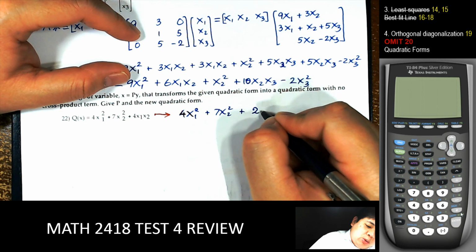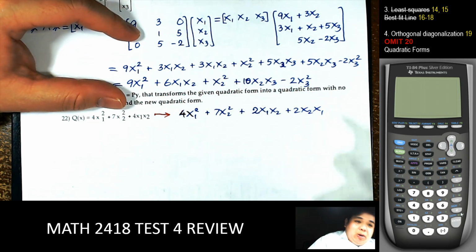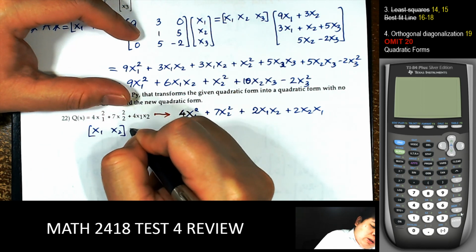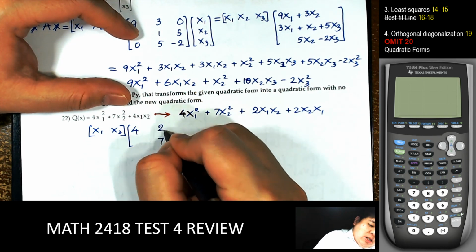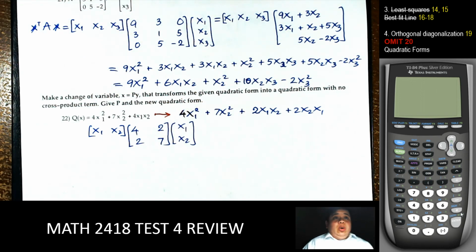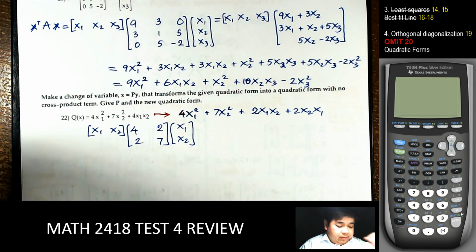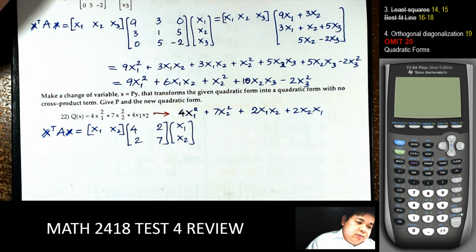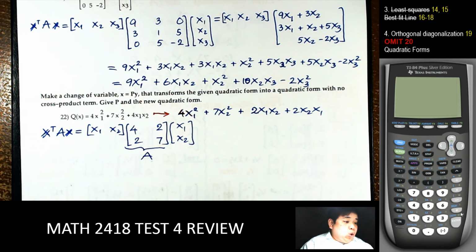We're going to split that into 2x1 x2 and then 2x2 x1. So pretty much we can put that in the matrix of x1, x2 times 4 and 7, those are the squares, which will be on the diagonal, and 2 and 2 will split equally there, and then x1, x2. So in the vector form, for the quadratic form, those two are equivalent. So that is x transpose Ax. This is the matrix A.